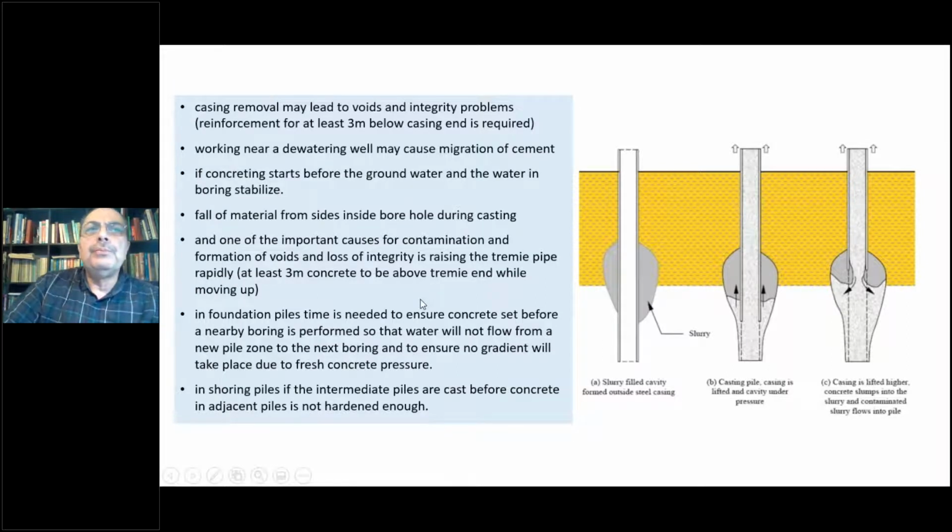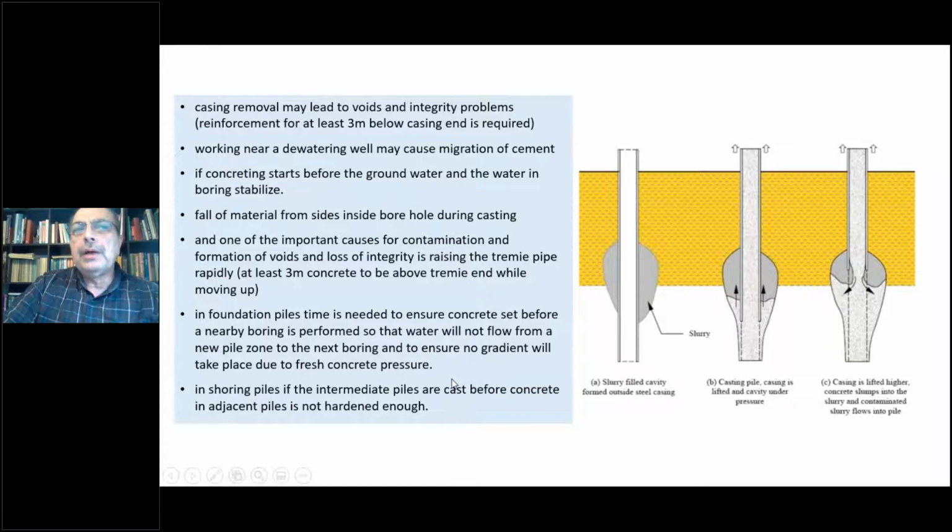One of the important causes also of contamination and formation of voids and loss of integrity is raising the tremie pipe rapidly. So you need to keep your tremie pipe at least 2 to 3 meters below the top of the concrete. You push concrete through the tremie pipe into the pile. The concrete will start going up. The tremie pipe should be withdrawn to keep the concrete above the tip of the tremie pipe at least 2 to 3 meters.